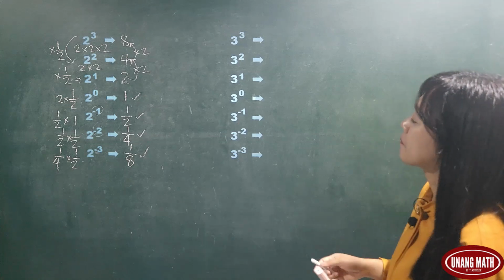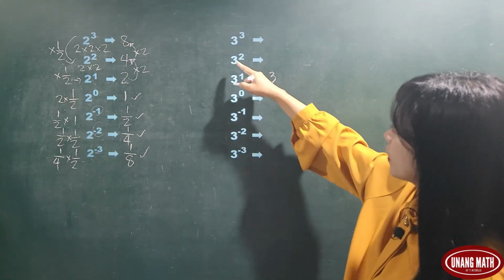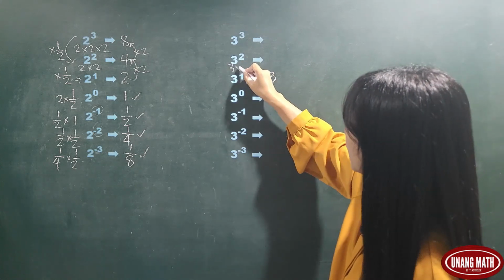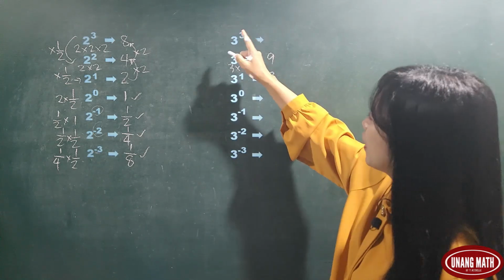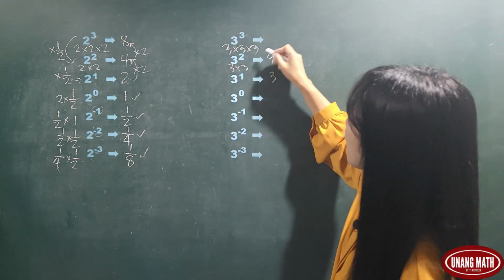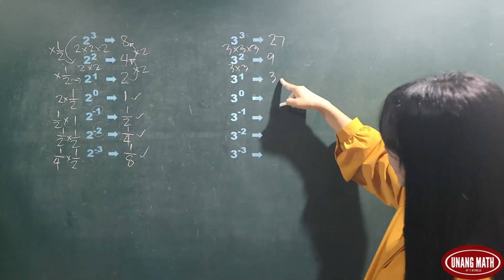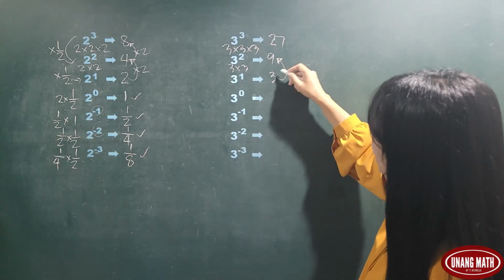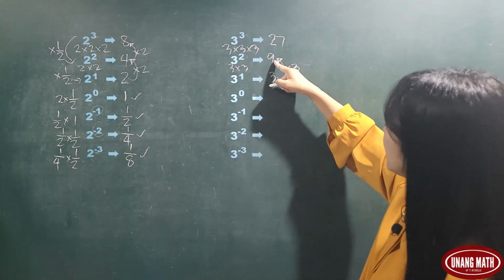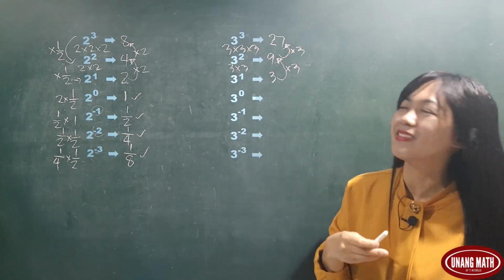Another one. If it's 3 raised to the power of 1, then it's 3. 3 raised to the power of 2 is 3 times 3, so this is 9. 3 raised to the power of 3 is 3 times 3 times 3. So this is equal to 27. So from 3, how did we get 9? It's times 3. 9 times 3, then it's 27.